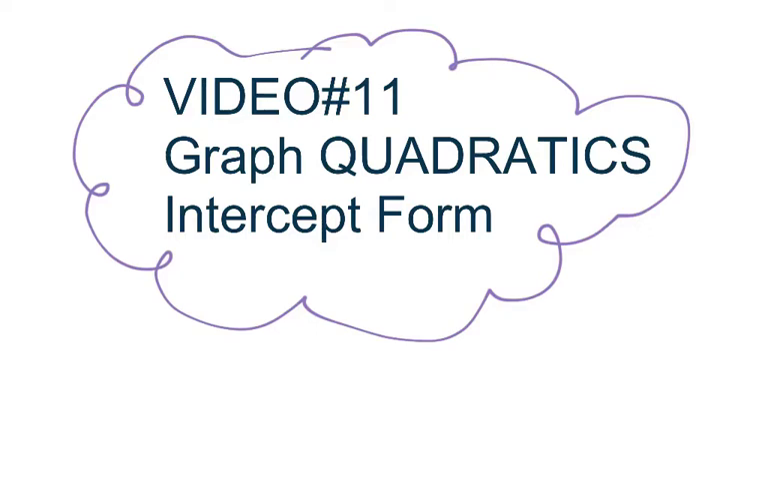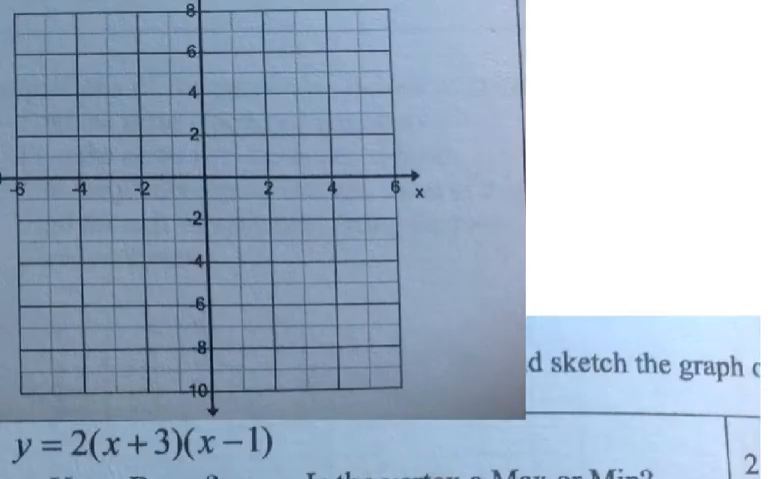Okay everybody, this is video number 11, graphing quadratics, and we're going to start with intercept form. So as you can see in the bottom of my screen right over here, that's what we mean by intercept form. Sometimes it's also referred to as factors form. Now, to graph this intercept form, guys, we're going to start out the same way I always taught you. We're going to make a table.